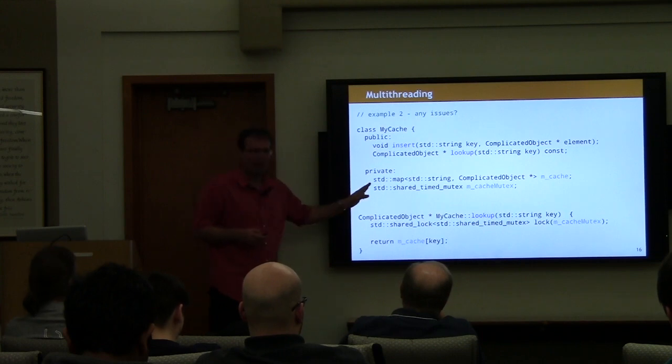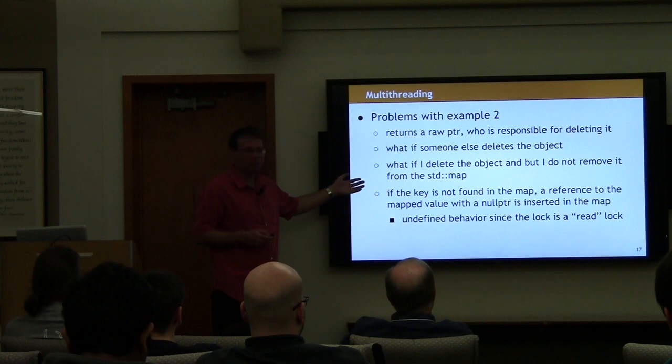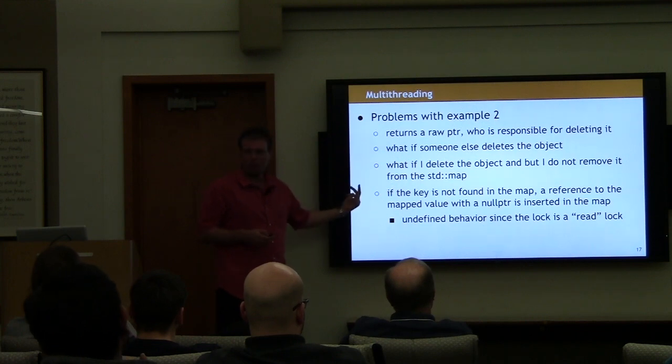So we have a lot of problems. We return a raw pointer. That's sketchy. We shouldn't be doing that. What if someone else deletes the object? What if I delete the object, but I don't remove it from the map? That's another way to mess up this code. But here's the real problem.